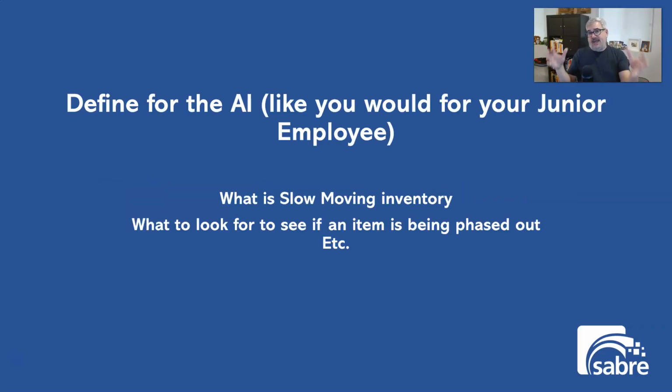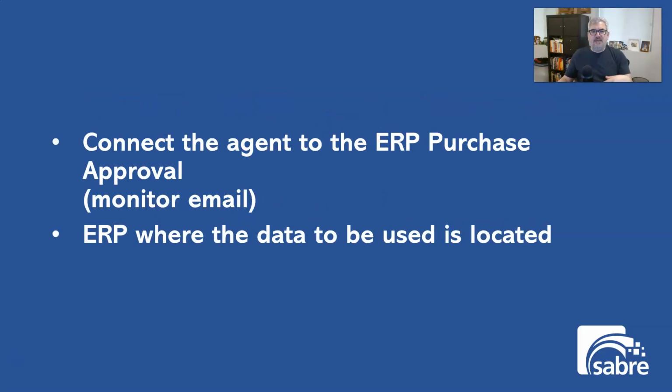So that's why AIs are great, because you can also count on most junior employees to know what that is. So you define all these things, what's slow moving, inventory, et cetera. And then you have to connect the AI now. This is the data science side. You connect the AI into the purchase approval process.